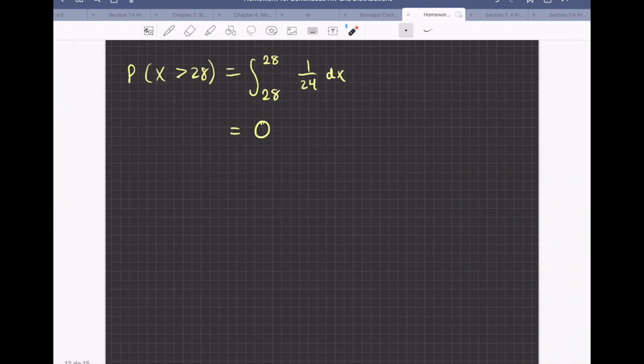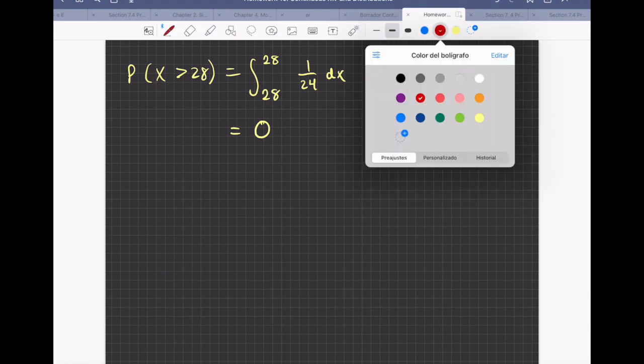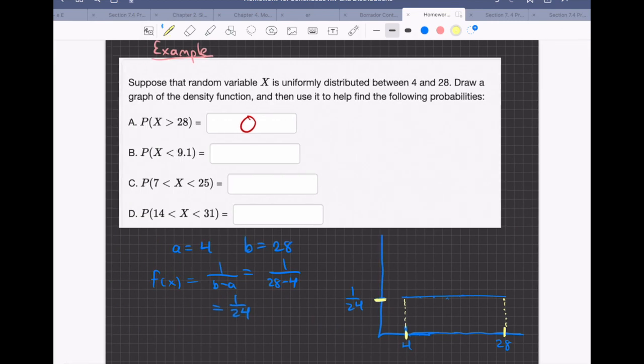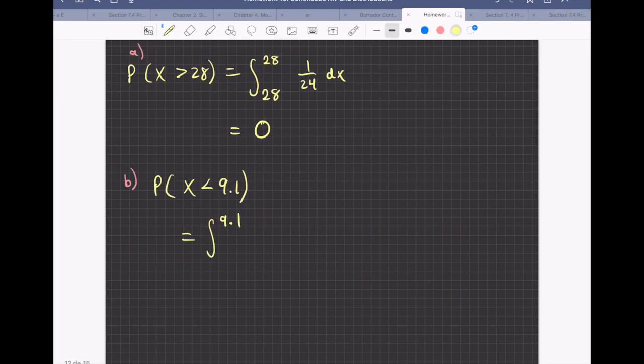What about less than 9.1? Part B, less than 9.1. In this case, we want 9.1 or less. So the upper limit should be 9.1, but the less has to be determined by what? By the value of a, that is 4. So it's an integral from 4 up to 9.1 of f of x, but f of x is only 1 over 24 dx.